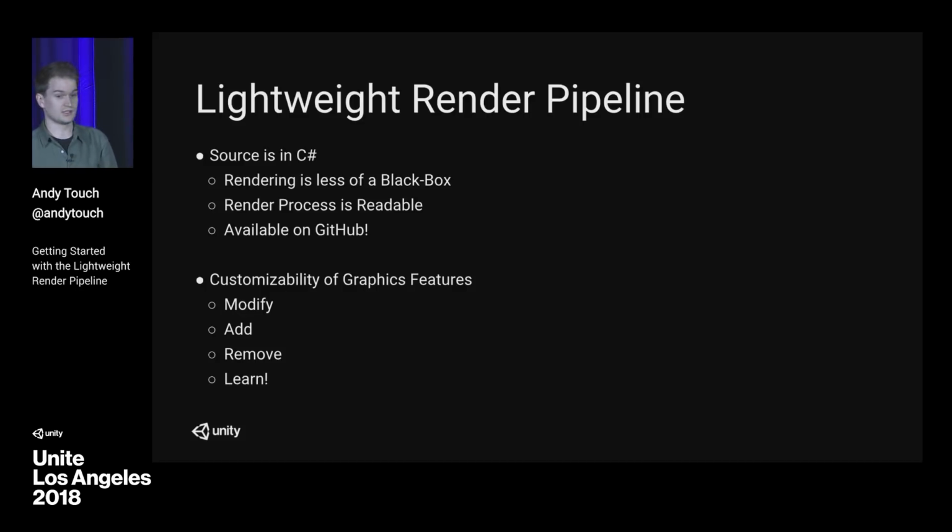The source is actually in C#, and it's entirely on GitHub right now. You can go in, download it, modify it, break it, learn from it, add things. Rendering is less of a black box. You can literally step through and see what is being drawn and when, so the render process is readable. The reason we're making it C# and publicly available, both the lightweight render pipeline and the HD render pipeline, is so people can modify it, tweak things, and add features if they want to.